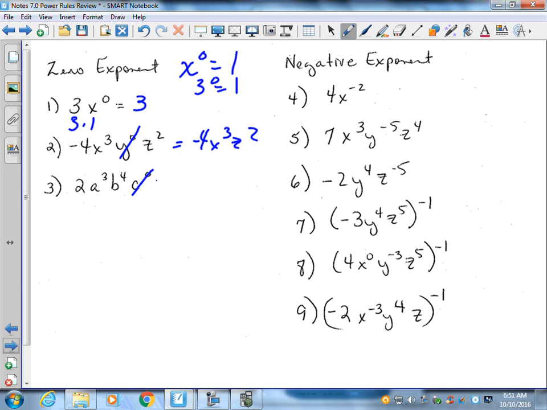If you have a bunch of terms, just throw the 0 power away and write down what's left. It's that simple. And it doesn't matter where the 0 power part is in the problem, whether it's first or last or in the middle. 0 powers make it go away. So that's the rule for 0 powers.